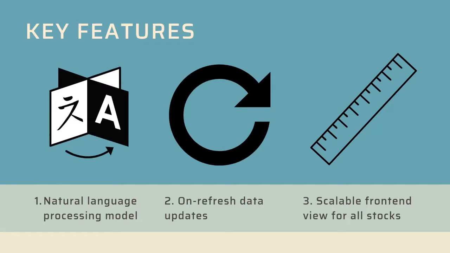And in addition to that, some other key features of Sentiment Stocks are that it would have on-refresh data updates. So the Python script would update things like the ticker prices and the COVID scores as it reads these news articles, as well as a scalable front end to view multiple stocks depending on how many are sent over from the back end.